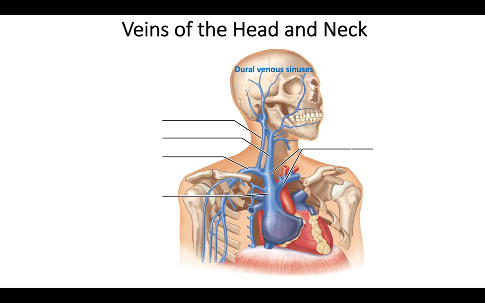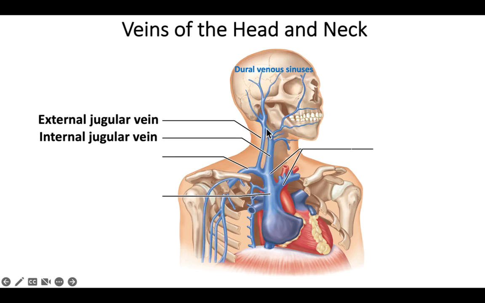So the deoxygenated blood gets collected in the dural venous sinuses and then drains out of the brain. The blood from outside the brain goes into the external jugular vein. So that's this guy right here. And then that blood, most of that blood from the dural venous sinuses will drain into the internal jugular vein.